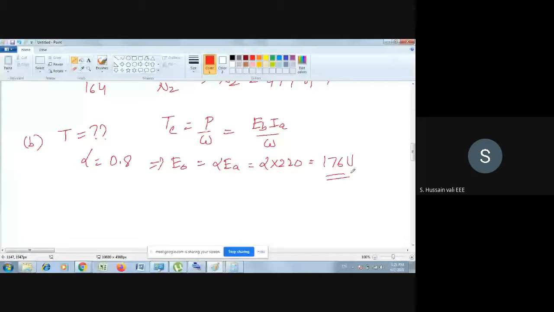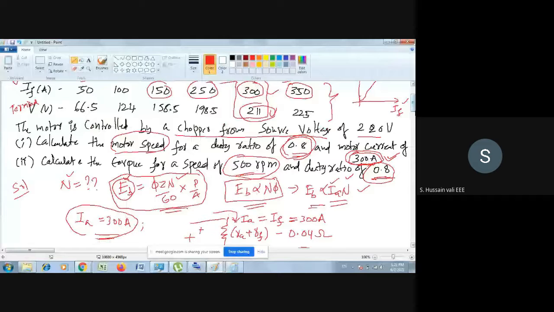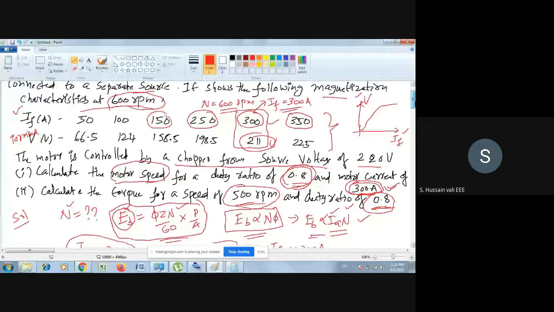Okay, so how do we find out this E naught? The duty ratio is given, and the speed is given. So at this speed he is asking torque. So at this speed we can find out what is EB at this speed.